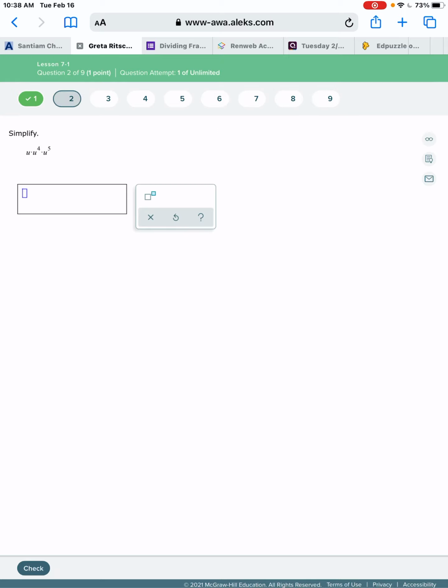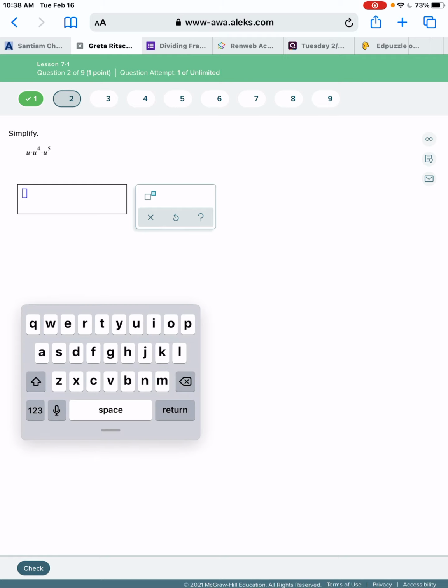In number 2, we want to simplify this. We have a whole lot of u's happening. We have u times u to the 4th times u to the 5th. That first u there that has no number on it is actually a 1. And so we are going to do u to the 1 plus 4 plus 5 and show that there are 10 u's. U to the 1 and then u to the 4th, that makes 5 of them, and then 5 more for u to the 5th.